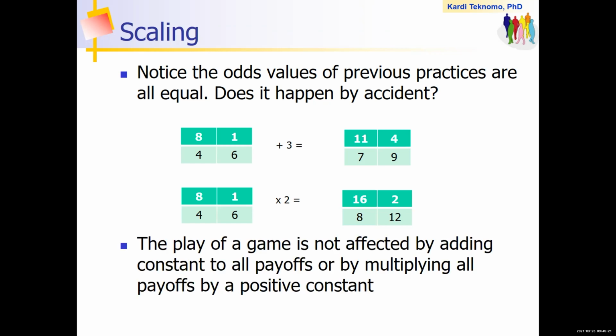So playing a game is not affected by adding a constant to all payoffs or multiplying all payoffs by a positive constant. This is an important lesson. The result is no different. If I have a certain value of the game, and I multiply by some constant or add certain numbers, it will not be a different game. They are actually the same game. Do you get this or not?